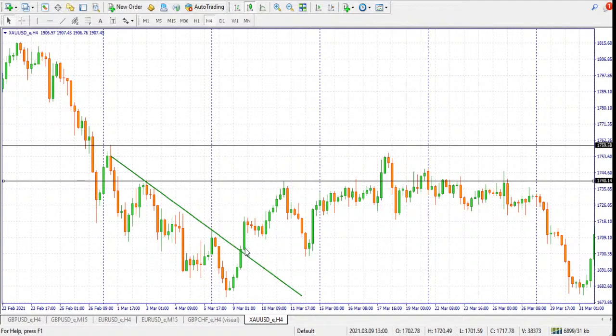So if you took a buy here, this is your take profit. If the price came back down and you're able to buy it maybe when the price is here, then your take profit is still here. Does that make sense?